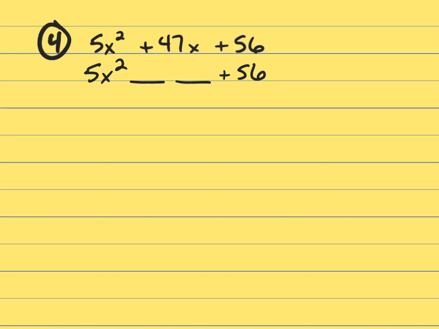Step number 2 is to actually multiply the A value times the C value, and I don't know what 5 times 56 is. What? 280. All right. 5 times 56. Now we need to list the factors of 280, but they have to combine and give me a positive 47. So let's try. Anybody got some numbers we can work with?